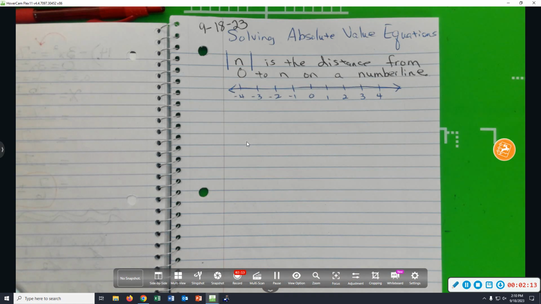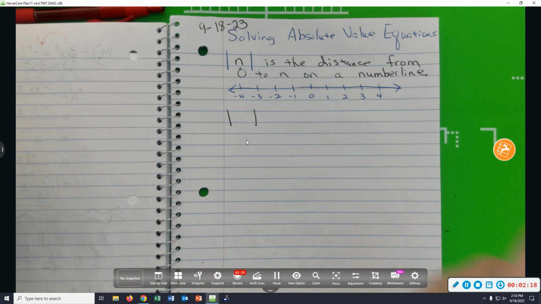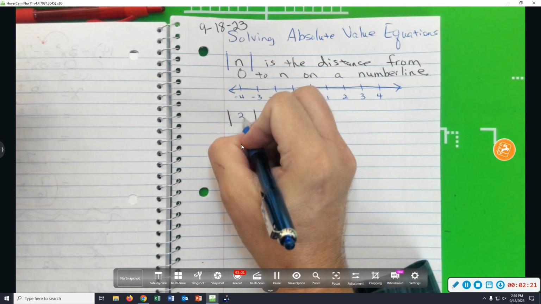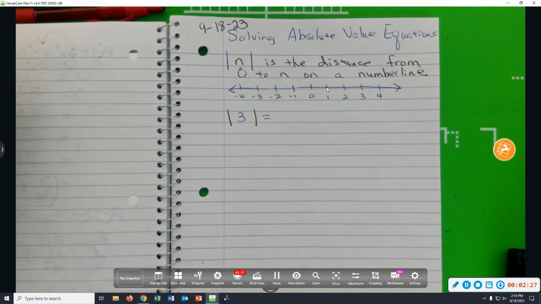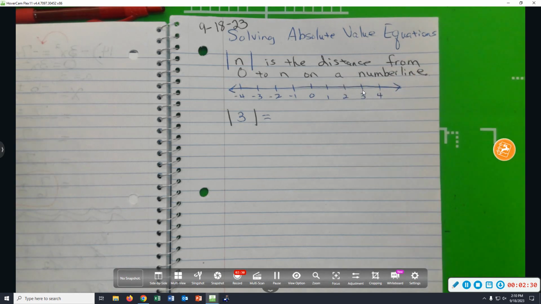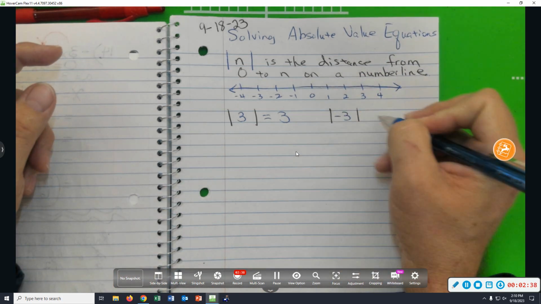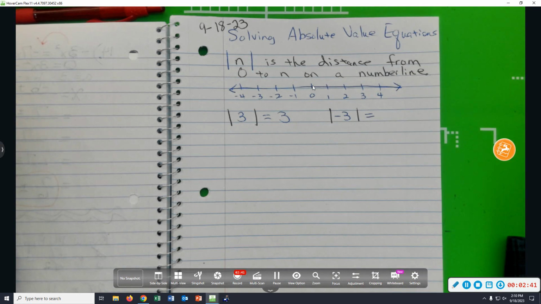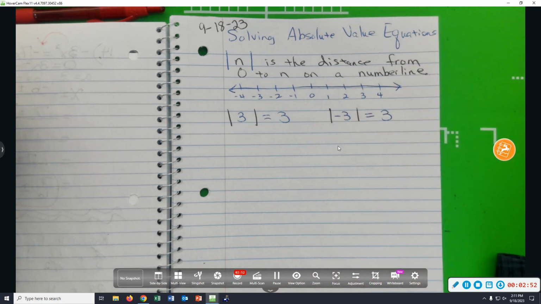Suppose I wanted the absolute value of 3. That's asking how many units is it from 0 to 3 on a number line? It should be obvious. 1, 2, 3 units. Suppose we had the absolute value of -3. How many units is -3 from 0 on the number line? Still just 3 units. Well, one is to the left and one is to the right, but we're just counting the number of units from 0 to that number. It's still 3.